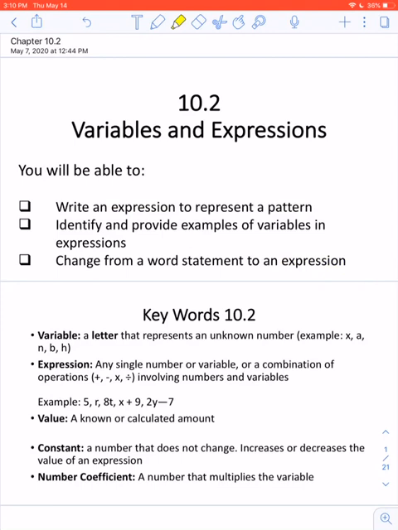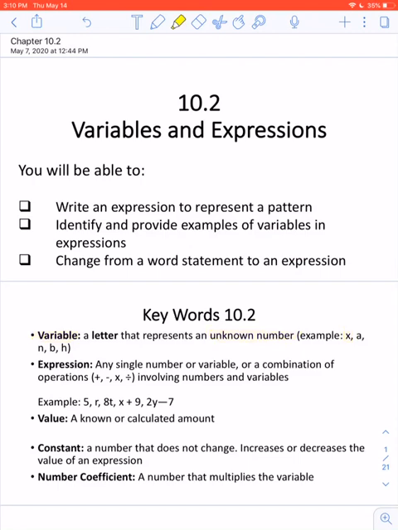So there's quite a few keywords here, and some of these are going to be new to us. So a variable is something that can change. A letter that represents an unknown number. This is probably the first time that you're seeing letters in math, and that's because we're moving into something called algebra. So you might have heard or seen sometimes in math, X, that's usually the most common one that they use, or it could be any letter. So a variable is a letter of the alphabet that represents an unknown number.